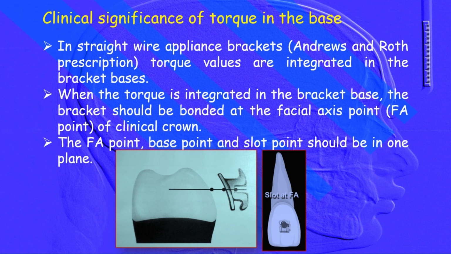Now, let's discuss the clinical significance of torque in the base. In straight wire appliances like Andrews and Roth prescription, the torque is built in the bracket bases. When the torque is built in the bracket base, remember the bracket should be bonded at the facial axis point or far point of the clinical crown of a tooth. As shown in the figure, the far point on the clinical crown of a tooth and the base and slot points of a bracket should be in one line while placing the bracket during bonding.